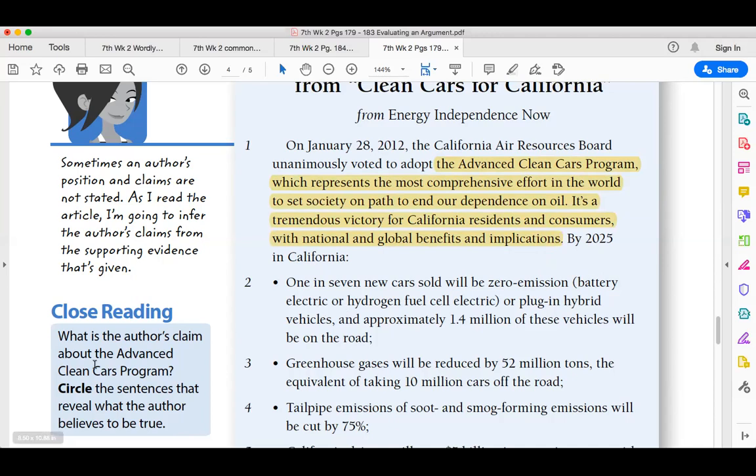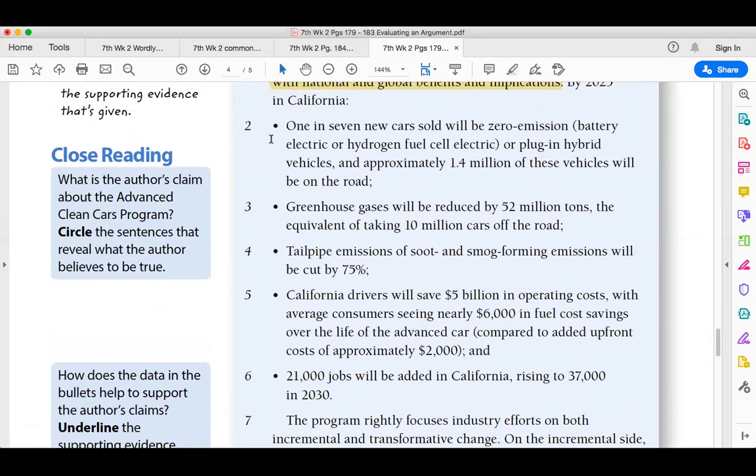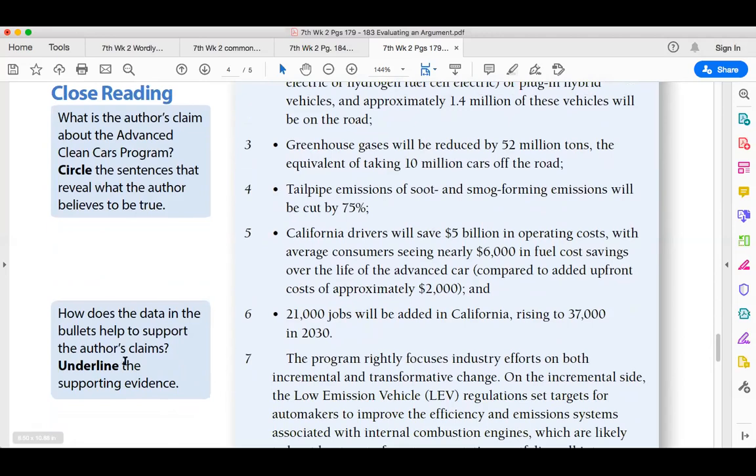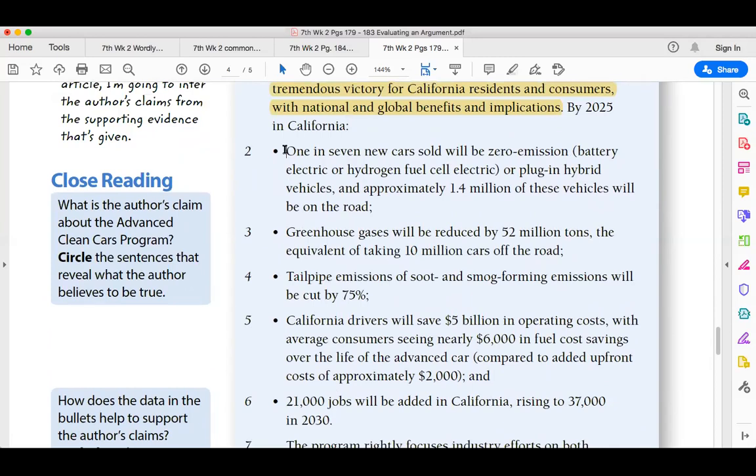And how are the claims supported? So we're going to go down here, and how does the data in the bullets help support the author's claim? Look at your bullets. You have a bullet in 2, 3, 4, 5, and 6. Underline those. Well, the first bullet talks about 1 in 7 new cars sold will be zero emission. So we're going to hit the T, and that underlines. What does that mean? Well, look in the parentheses. That's telling us it's a battery electric or hydrogen fuel cell electric. You can even get those now here in Mississippi. You can get them right here in Corinth. You can get those kinds of cars right here in Tupelo, all right?